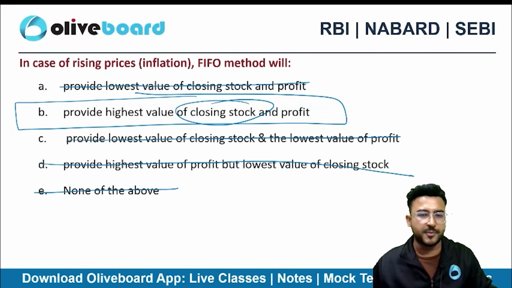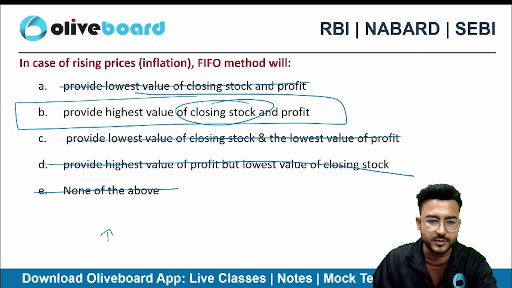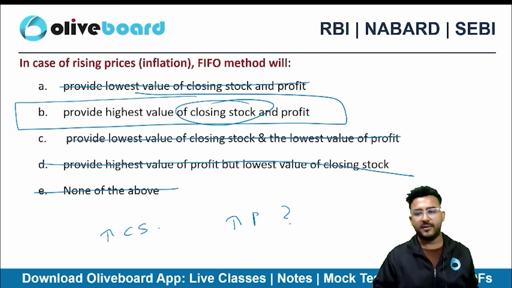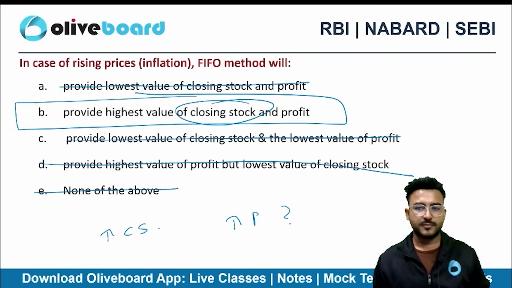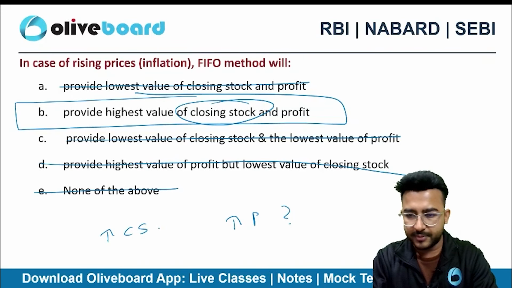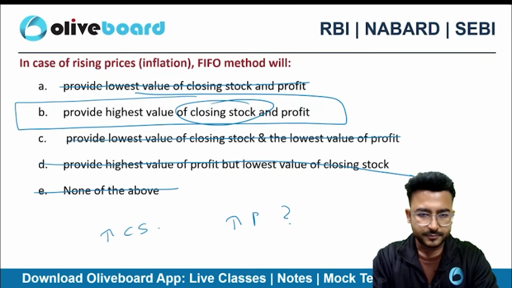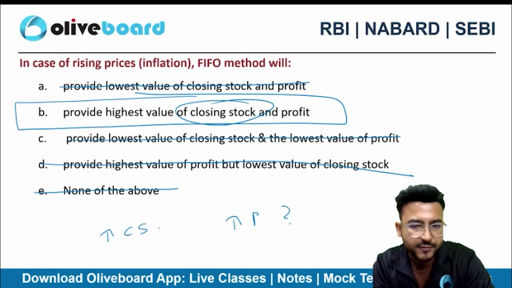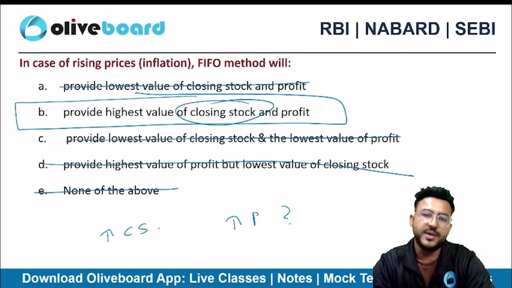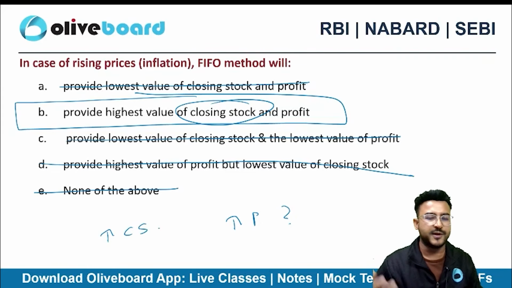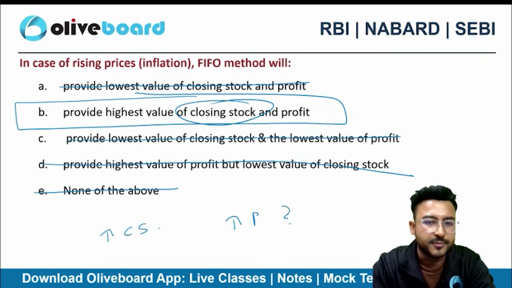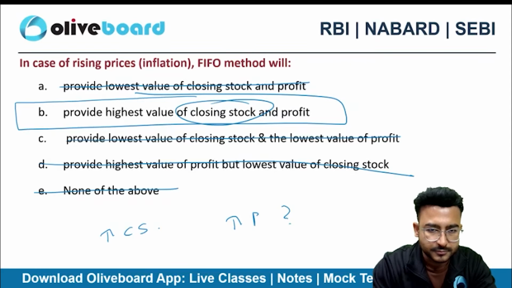Let's talk about the profitability also. So when your closing stock is high, what will happen to your profitability? Can anyone tell me? It will be high or low? If your closing stock is high, your profit will also be high. Why? Because closing stock and profit, they both go hand in hand.